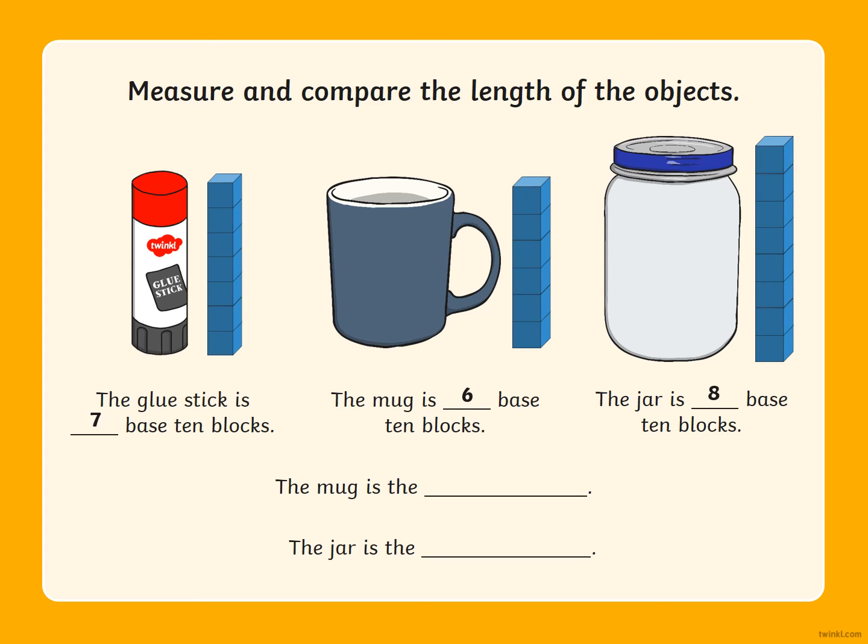So this time we're comparing 3 objects. So the mug is the shortest object. It's got the smallest number. Whereas the jar is the tallest. It's the longest, it's the tallest because it's 8 blocks long.